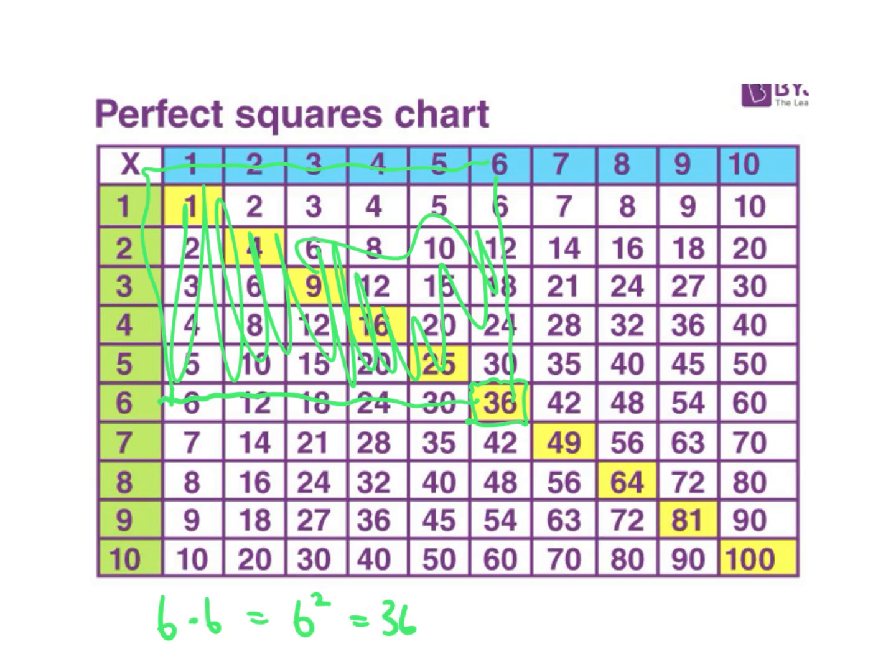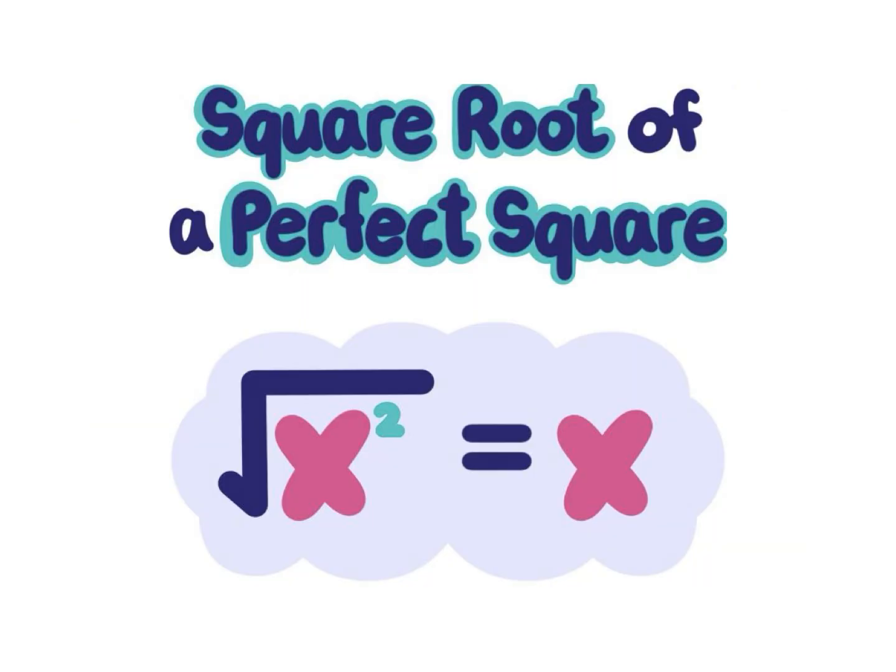And if you go diagonally down the multiplication table, you will see all of the perfect squares. A perfect square is an integer multiplied to itself, so perfect whole numbers. And we know integers are whole numbers with signs in front of them.